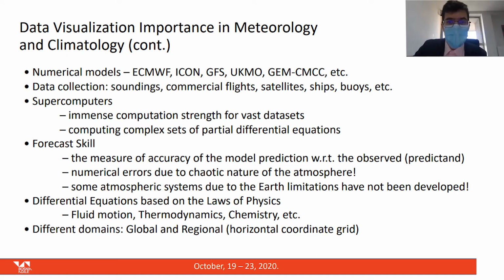When we talk about computing complex sets of partial differential equations, they are based on fluid motion, thermodynamics, chemistry, aerosols, sometimes on the gradient of the wind, and other things that are very important in order to get the forecast skill to the highest level. But to have a very high forecast skill, we need to have a regional domain. Basically, if we want to specify the weather forecast, for example, just for Bosnia and Herzegovina, then we need to make a forecast model that is covering Bosnia and Herzegovina on a horizontal coordinate grid.